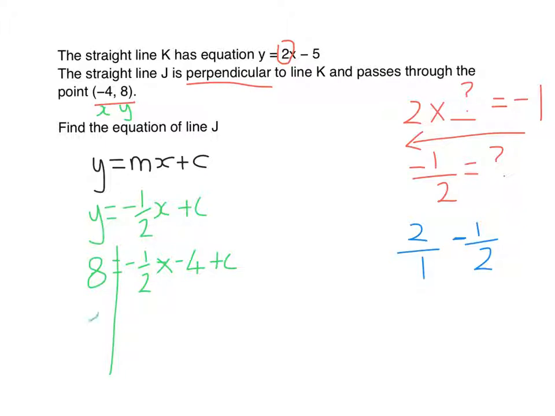So I've got 8 is equal to negative a half times negative 4, which is going to be positive 2, and then I need to take away 2 from both sides, so c is going to be 6. So my final answer is y equals negative a half x plus 6.